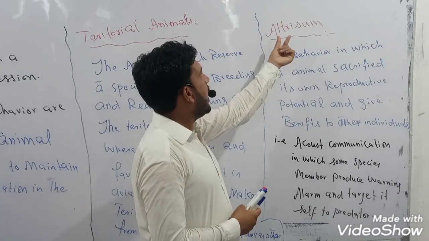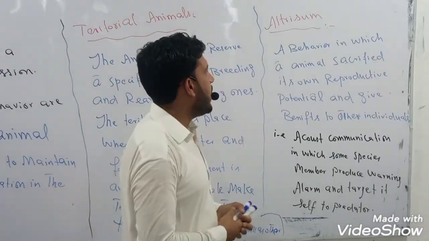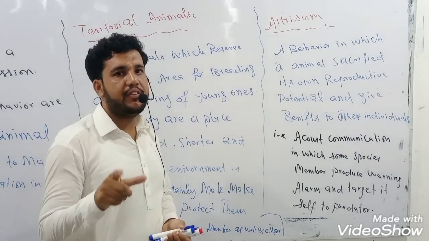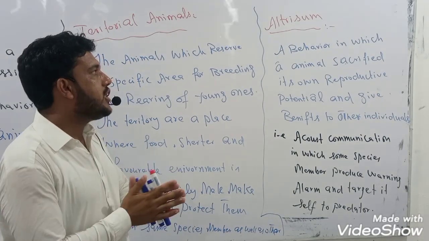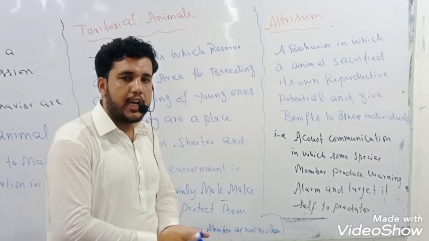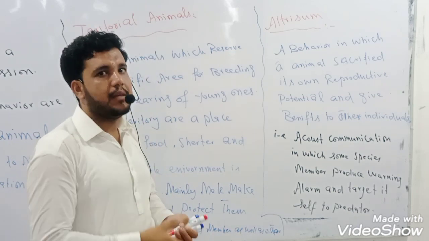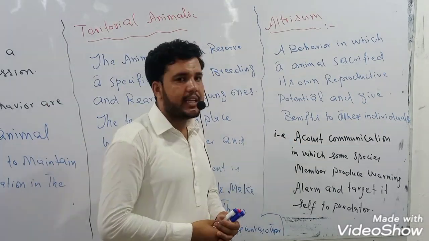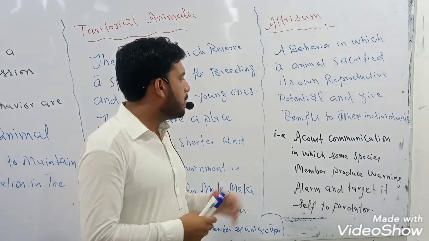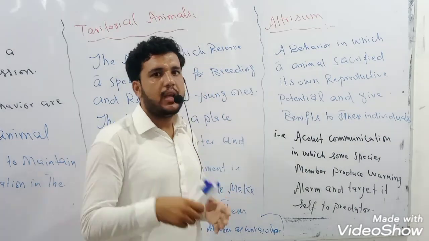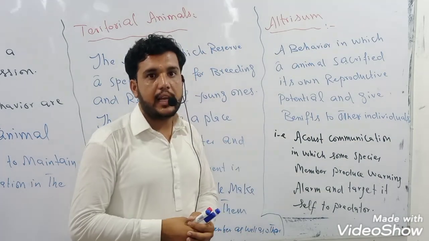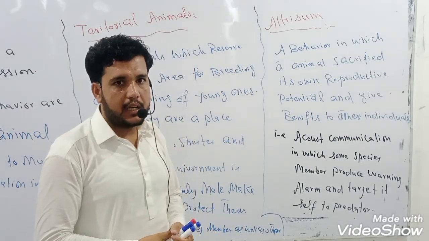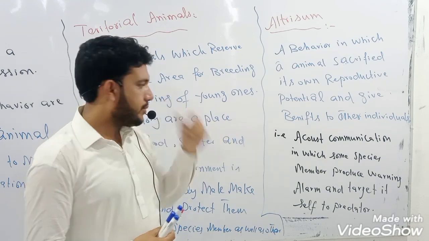The third behavior is altruism. Altruism is a type of behavior in which an animal sacrifices its own reproductive potential for the benefit of other individuals of the species. For example, in acoustic or sound communication, some members of the species produce a warning alarm. This alarm targets the member to the predator, and the predator comes and punishes him.